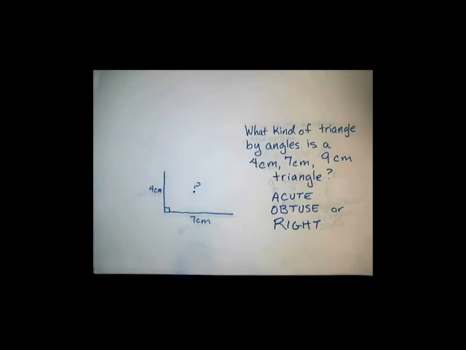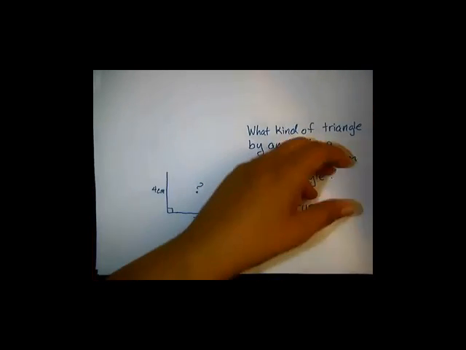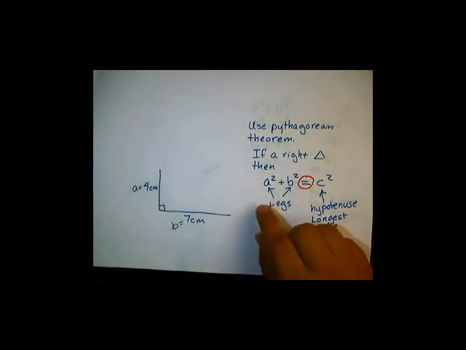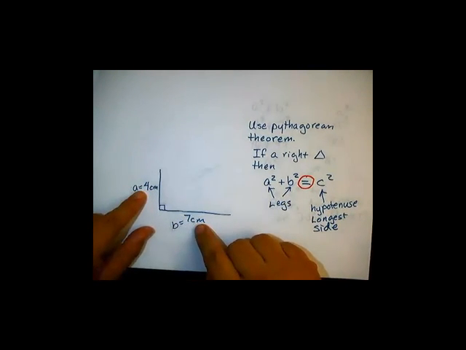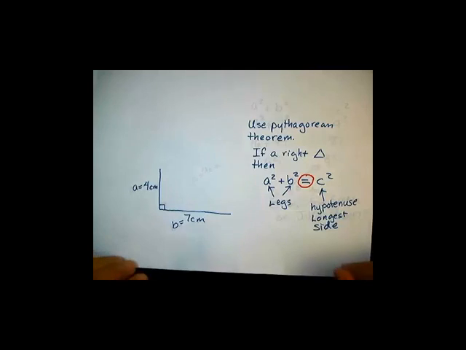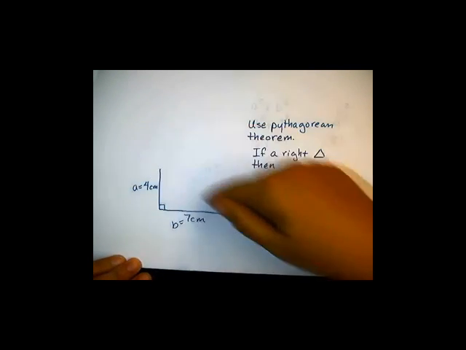Well, the triangle I know the most about is the right triangle. So if I use the Pythagorean theorem, I could check and see if this is a right triangle. So let's go ahead and use that strategy. I'm going to see if the two legs, which are the two short sides, when I square them and sum them, equal the hypotenuse squared, which in this case will be my 9 centimeter side.